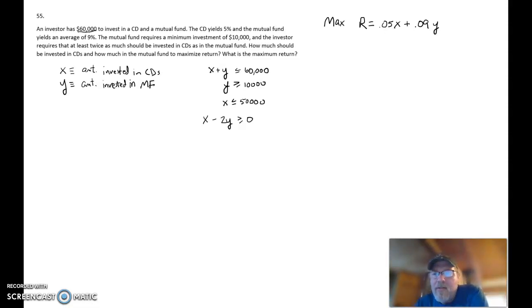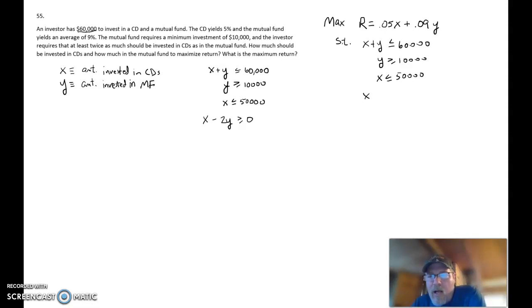So we are maximizing this return, 0.05x plus 0.09y, subject to these constraints. X plus y less than or equal to 60,000. Y greater than or equal to 10,000. X less than or equal to 50,000.